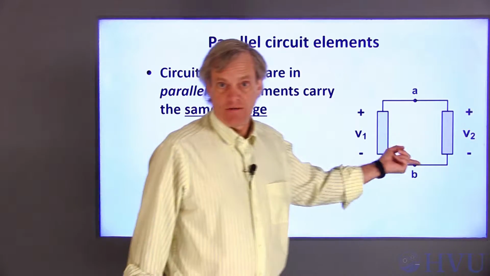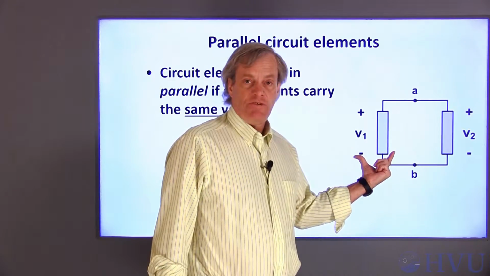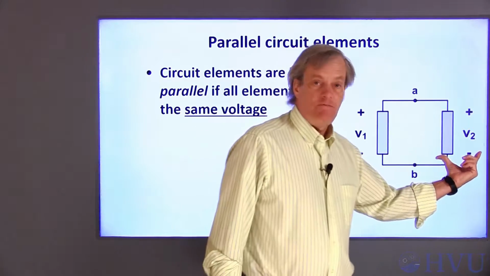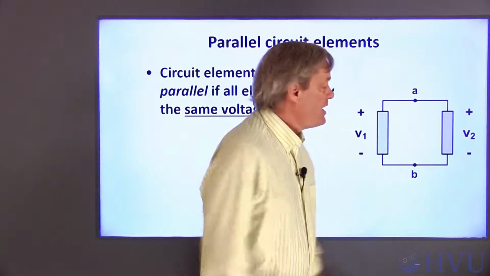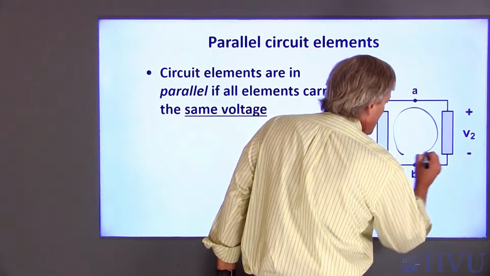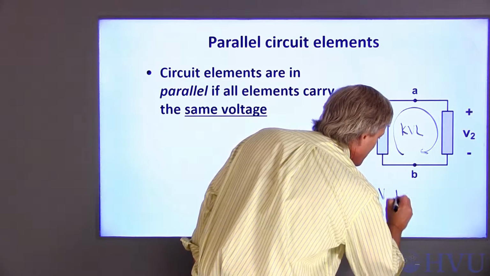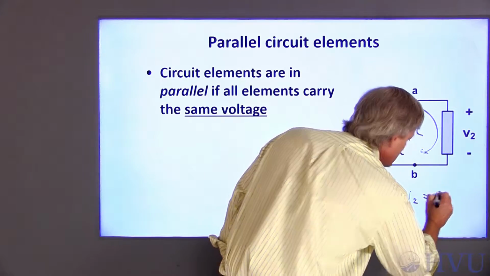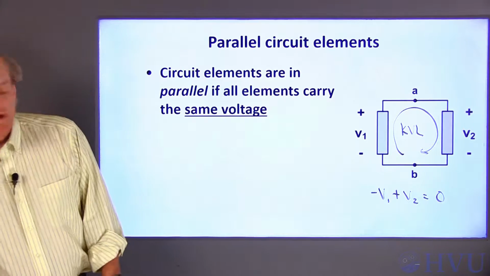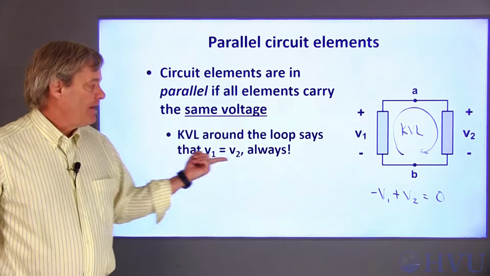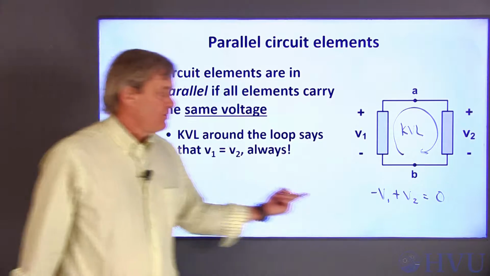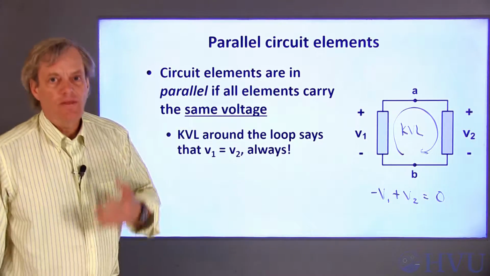Here's a set of two parallel elements. I've defined the voltage V1 across this element and V2 across this element. If we apply Kirchhoff's voltage law around this loop, we find that minus V1 plus V2 is equal to 0. If we take V1 over to the other side, we find that V1 is equal to V2 all the time.